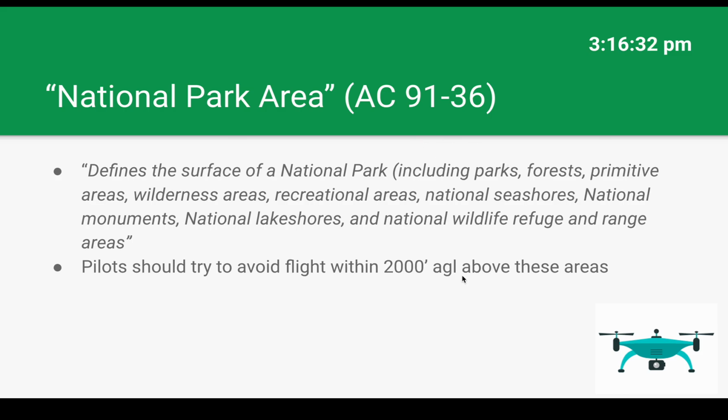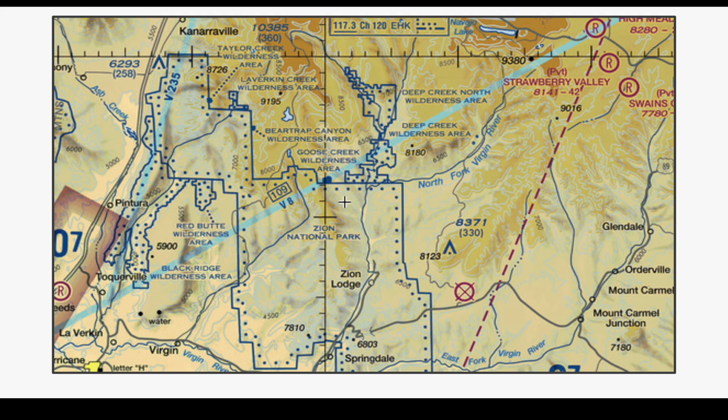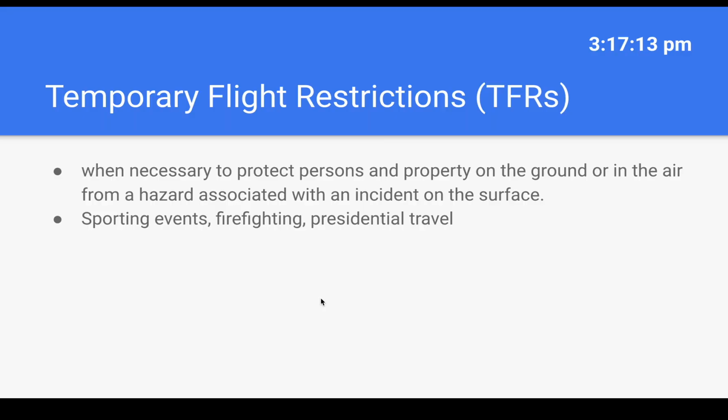So one thing you should know about national park areas, this is from my drone class, so they just define it here, but pilots should try to avoid flight within 2,000 feet AGL above those areas. They really don't want you doing that. I've never heard anybody being busted for it or whatever. It's just strongly recommended by the FAA to avoid flying within 2,000 feet above that. You can get fined as a nuisance or trespassing or some other things. It's not exactly illegal, but they could get you on some other things as well. So we want to make sure we understand that. So things like this kind of dotted line around here, that's going to be a wilderness area or some sort of national park.